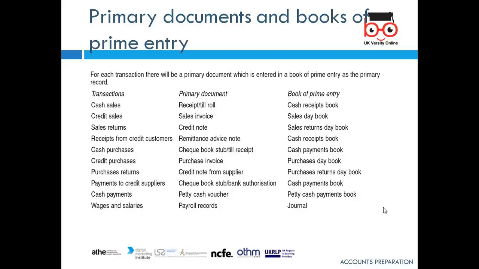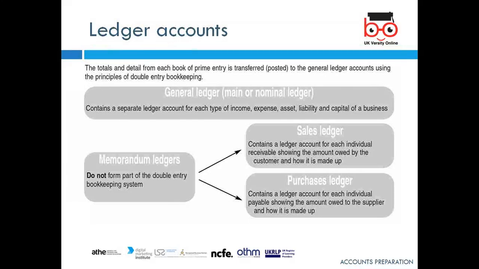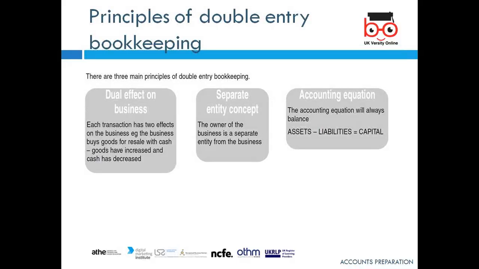So books of prime entry: cash book, sales day book, sales return book, cash receipt book, cash payment book, purchase day book, purchase return book, petty cash and journal. These are all books of prime entry, and then prime documents. These are the differences between them, and these we prepare to get some sort of financial information within accounts. So journal, ledgers, nominal ledgers, like sales ledgers, purchase ledgers, those show the sales and the purchases.